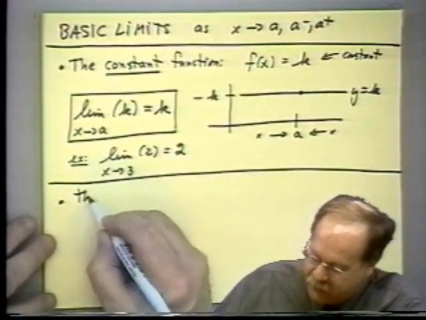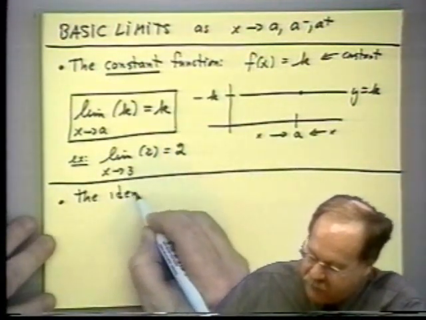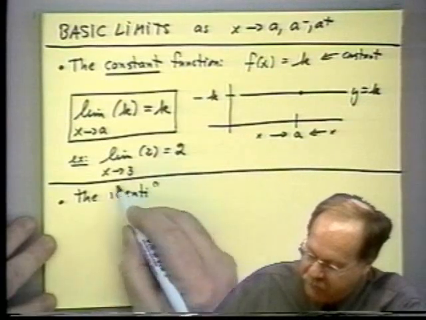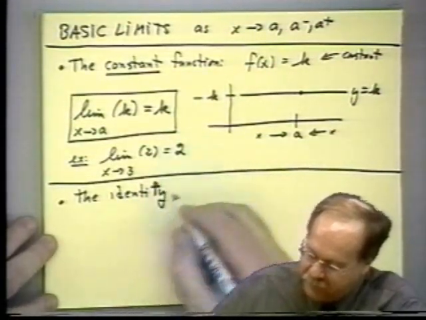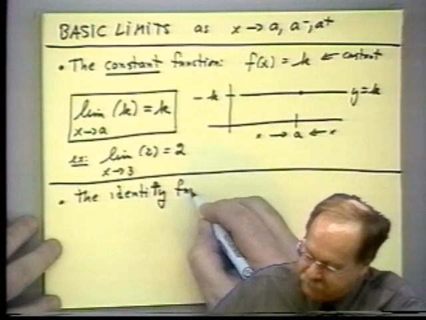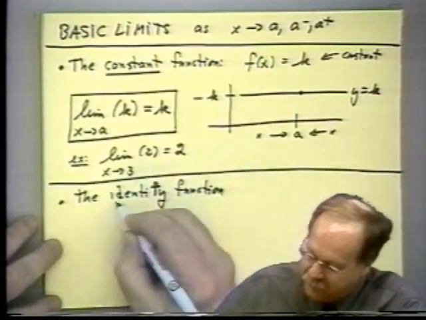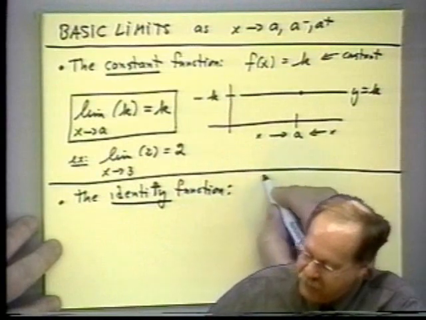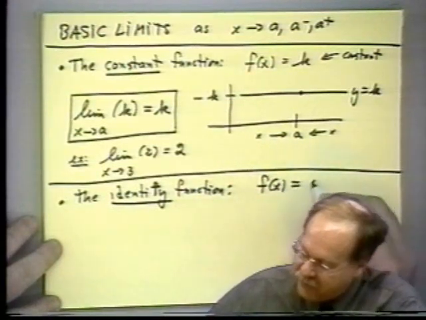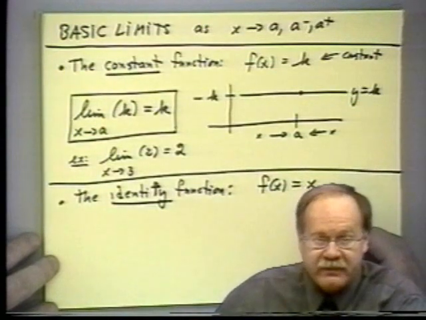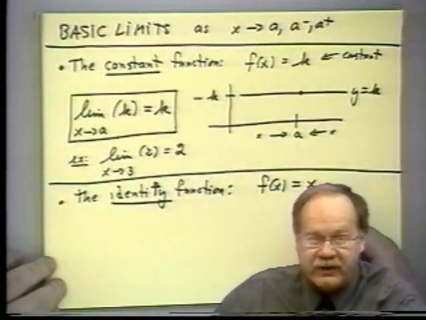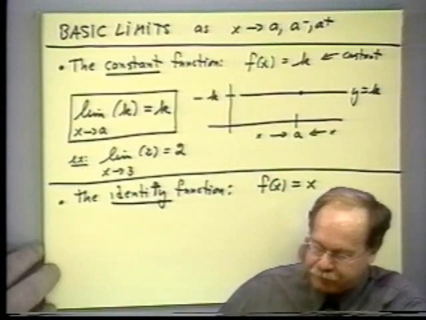Let us go on and look at another very simple function, which is a step above, the identity function. This is the function f of x equals x. In other words, it's the function that doesn't do anything to x. It simply repeats it, or echoes it, if you like.